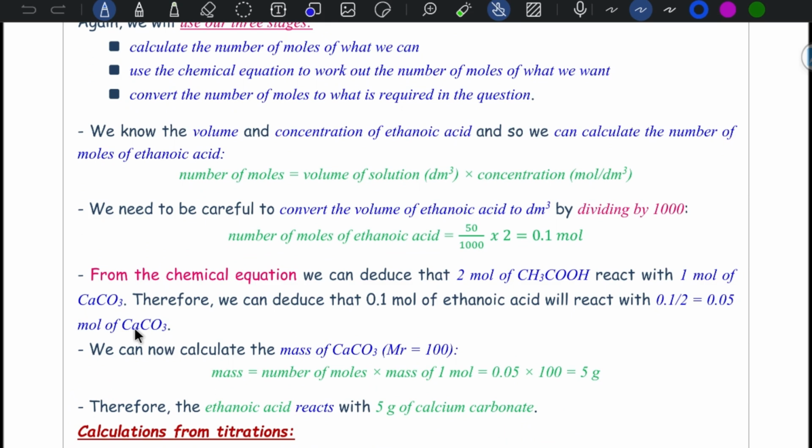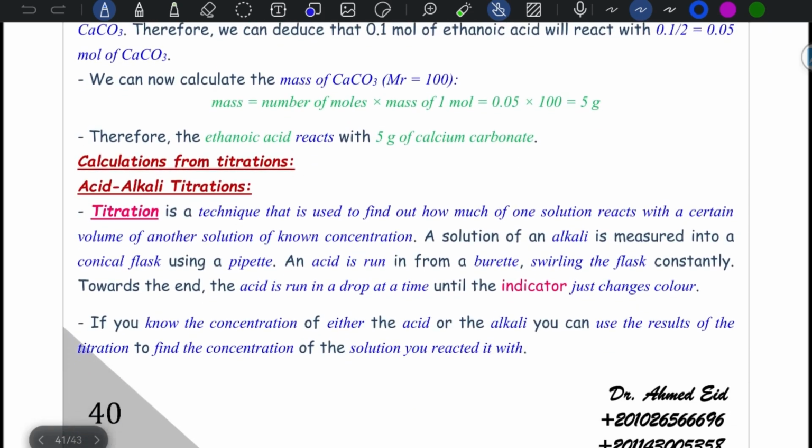Then multiply number of moles by MR of calcium carbonate, you will get 5 gram. So ethanoic acid reacts with 5 gram of calcium carbonate.